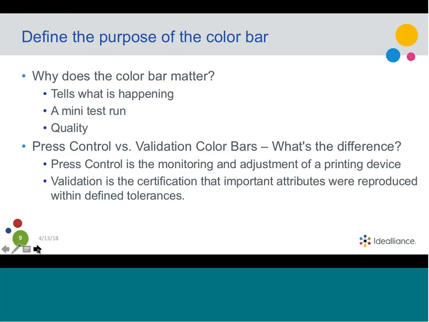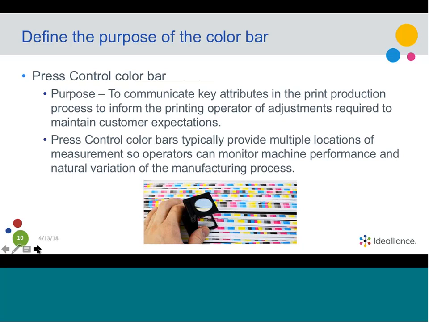All right, thanks, Ron. So the purpose of a press control bar is to communicate the key attributes of the print production process. Typically, the person looking at this is the press operator, and they look at this data to make the adjustments required to meet those customer expectations. So from that color bar, generally they're looking at density, dot gain, color, overprints, gray balance, a lot more of these type elements that we'll talk about later on in the presentation. The benefit of these press control bars is typically they do span the sheet. They provide multiple locations of measurement, so operators know what's going on side to side. They can monitor their machine performance and also trend the natural variation of the manufacturing process.